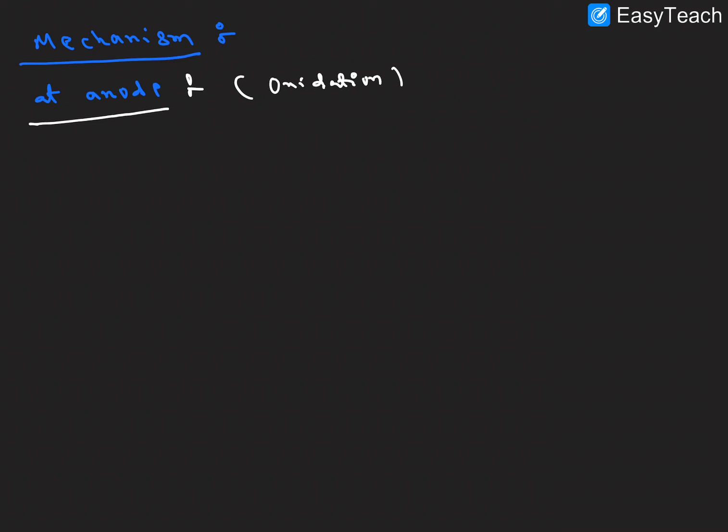Now let me show the mechanism. So first one, at the anode. At the anode, what happens? Generally, oxidation takes place. Oxidation is nothing but loss of electron.